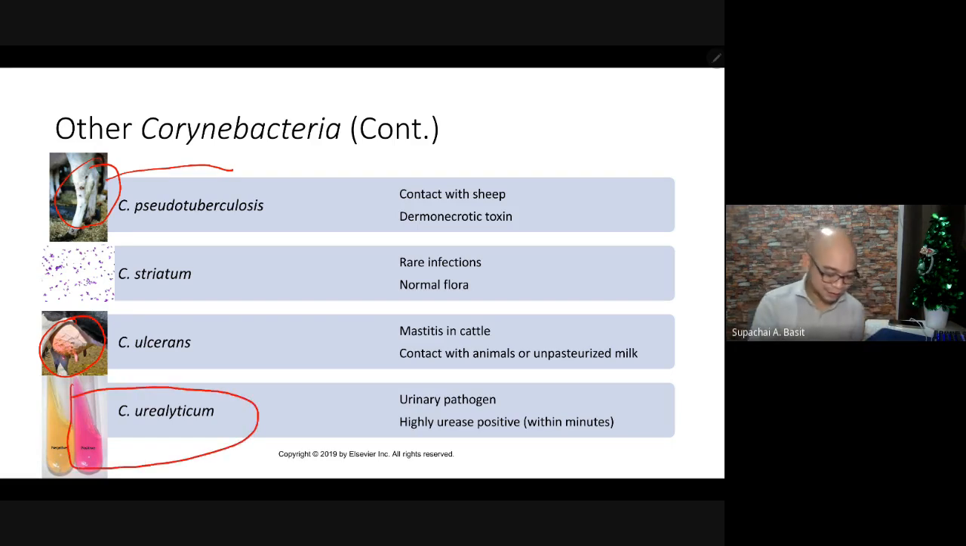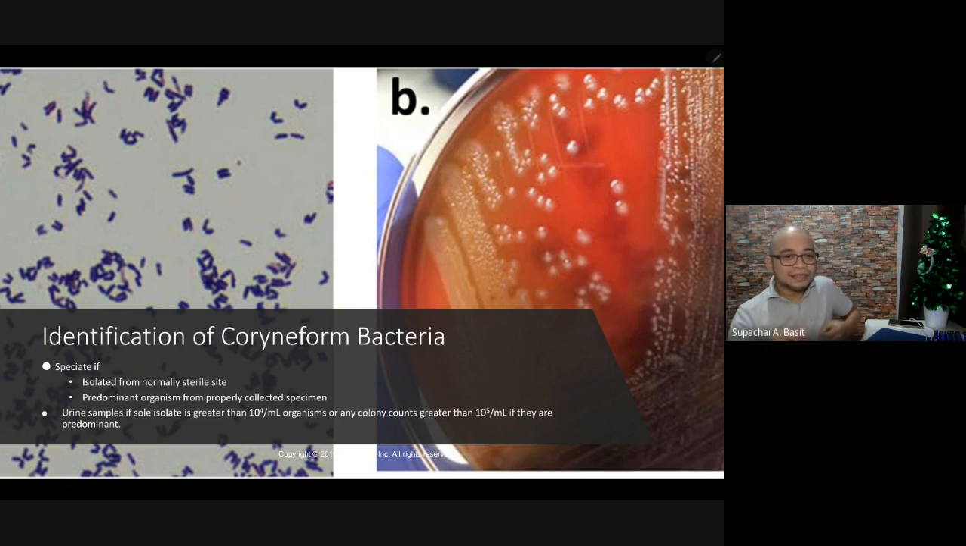Highly positive. Within minutes, it will yield a dark pink result, and it is considered a urinary pathogen. Okay, so let's now discuss identification of Corynebacteria. We speciate if we have isolated it from a normally sterile site. Predominant organisms from a properly collected specimen.